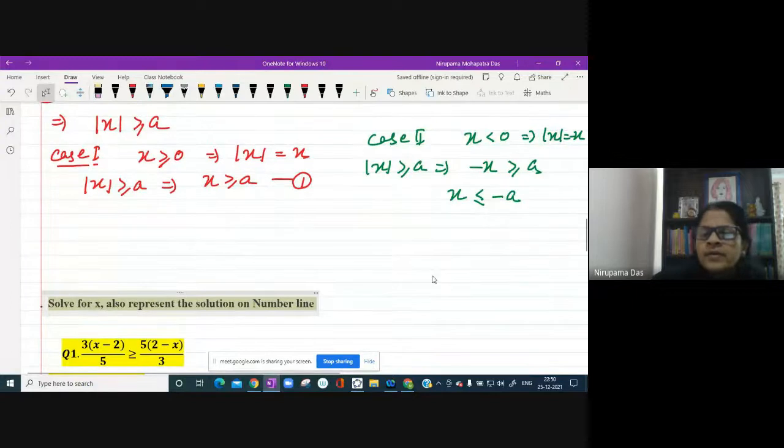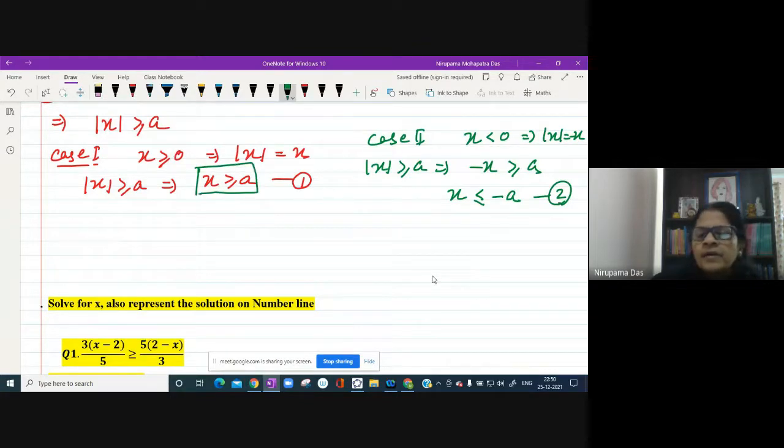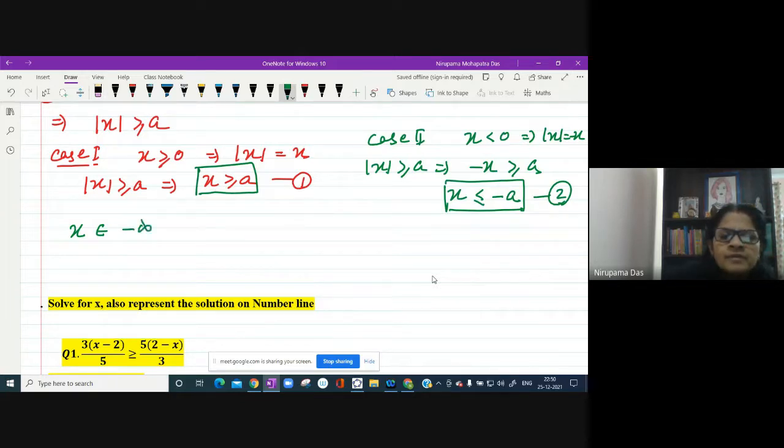Okay, so now here, this is your 2. Here you can see x is greater than or equal to a and x is less than or equal to minus a. Now what does it mean? We can write x belongs to, whenever we write less than or equal to minus a, it may be written like this: minus infinity to minus a, with minus a included because it is less than or equal. Or x greater than or equal to a means a to infinity.